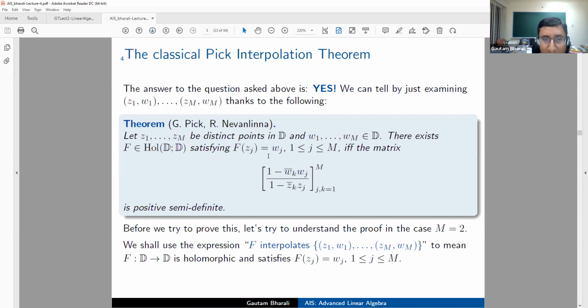Okay, so it's kind of tiresome because there are so many subscripts involved to keep saying f of z sub j is equal to w sub j. So I'm going to use the expression f interpolates the given data. So when I speak, I'm going to say f interpolates the given data. And in writing, you will see on my slides, f interpolates the collection of pairs Z1W1, Z2W2, up to ZmWm. Okay, so that's just some words.